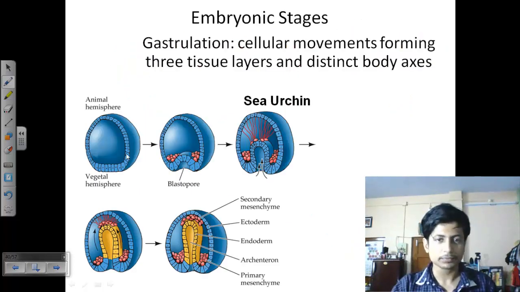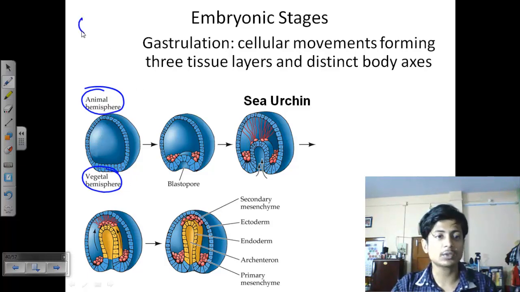So we'll see different gastrulations. This is the gastrulation of the sea urchin. See, this is the situation of the blastula, right? So this is the blastula phase, where you can see the peripheral cells and a blastocoel in the middle. These are the blastomeres. And in any embryo, there are two different regions: the animal hemisphere and the vegetal hemisphere, the animal pole and the vegetal pole.